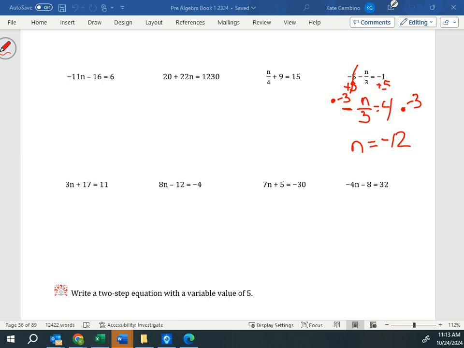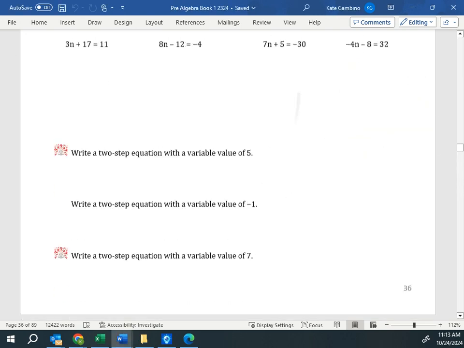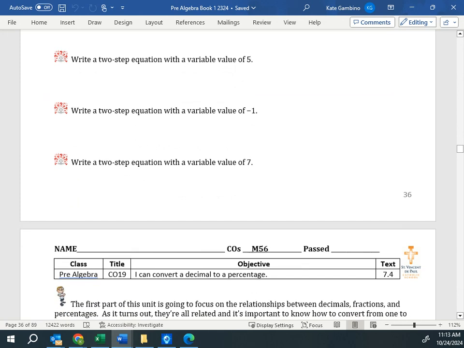On the bottom, you're going to have to write your own 2-step operations. I should see the multiplying or dividing. I should see the adding or subtracting to get your answer. So write it out. Easiest way to do this is write it out with numbers. Write a 2-step equation with a variable value of 5. So I'm going to put my 5 in the equation. I'm going to build an equation around it. So I could say 4 times 5 plus 2 equals 22. Now I need to put a variable in there. I'm going to take my 5 out and put it in n.